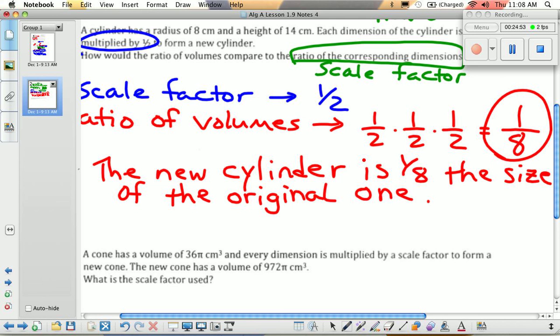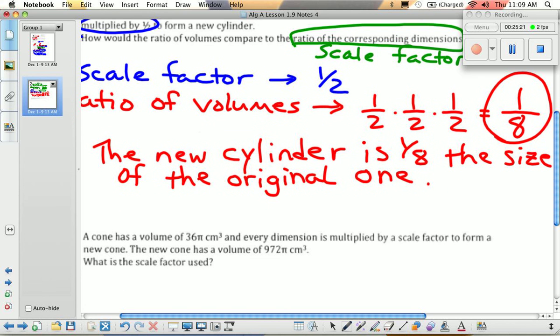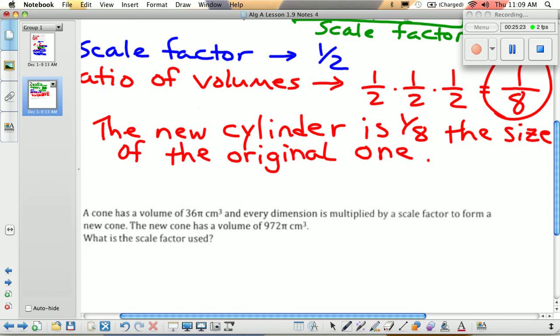And if that doesn't make sense to you, just think of something like a pizza cut into 8 pieces, and you only get one of them, versus half of it. You don't get quite as much when you get an eighth of a pizza versus a half, do you? So the new cylinder is 1/8 the size of the original one. So it doesn't just get half as big, it's only 1/8 as big. Thanks, Rose, for saving us a lot of work.